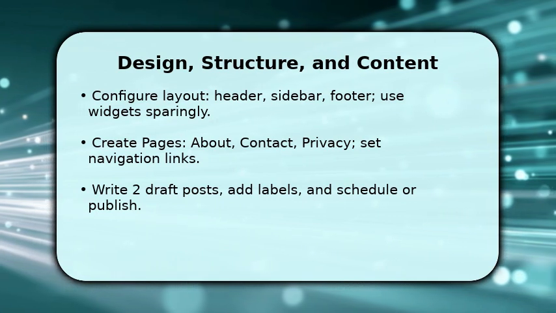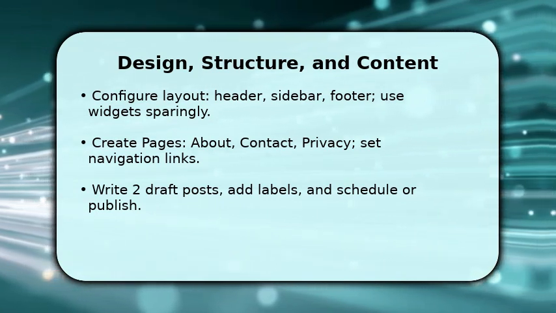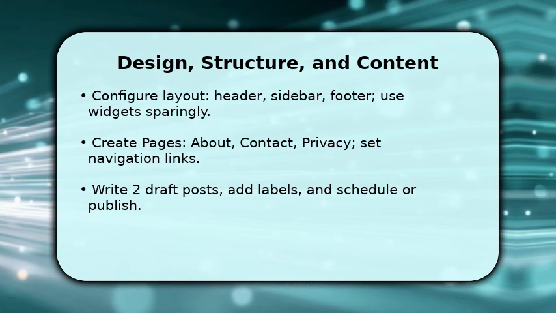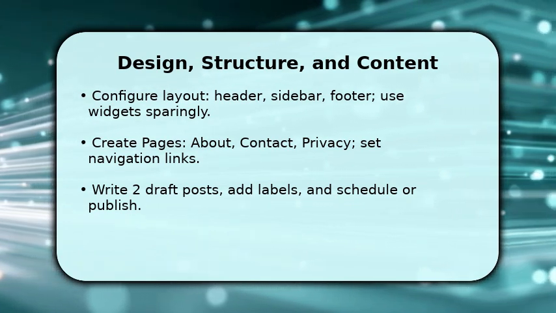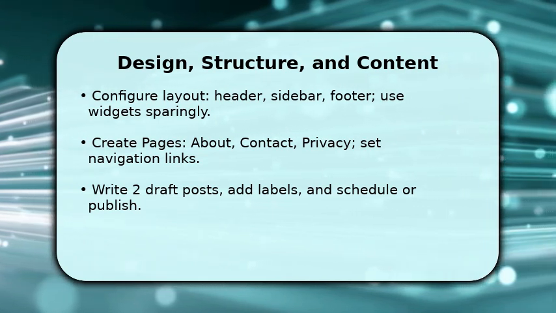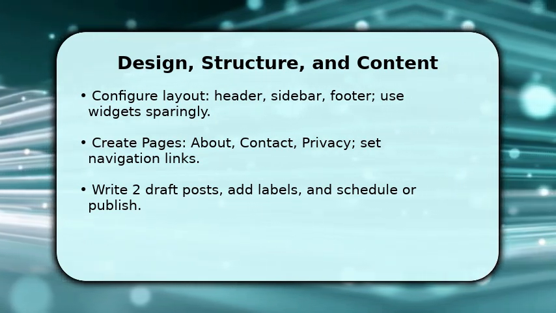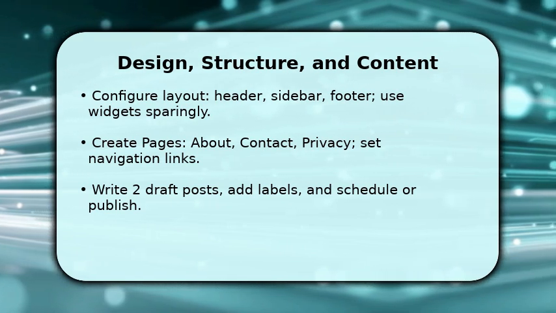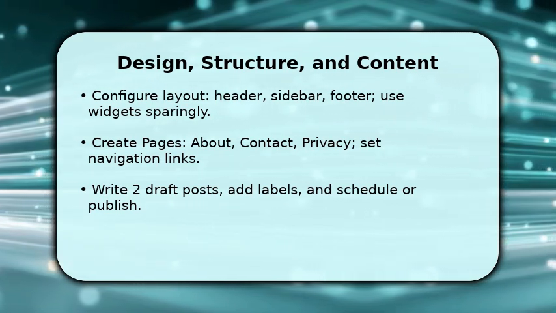Then open Pages to create About, Contact, and Privacy pages. Link them in the navbar so visitors find essentials. Next, write 2 posts. Add images, use H2 headings, apply labels for categories, and set SEO-friendly permalinks. Once drafts look right, preview mobile and desktop.